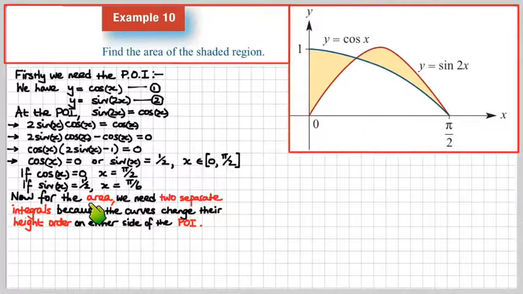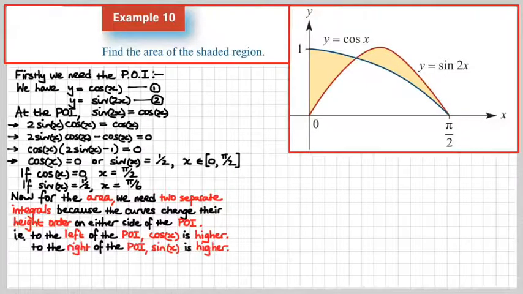Now, what have I said here? For the area, we need two separate integrals, because the curves change their height order on either side of the POI, as happened in a previous example. So, no problem. We're out of the danger now. We know what we're doing. To the left of the POI, cos x is higher. To the right of the POI, sin x is higher. So it's upper minus lower. That's what I've got to do. This one, cos x is on top, sin x is down here. This one, sin x is on top, cos x is down there.